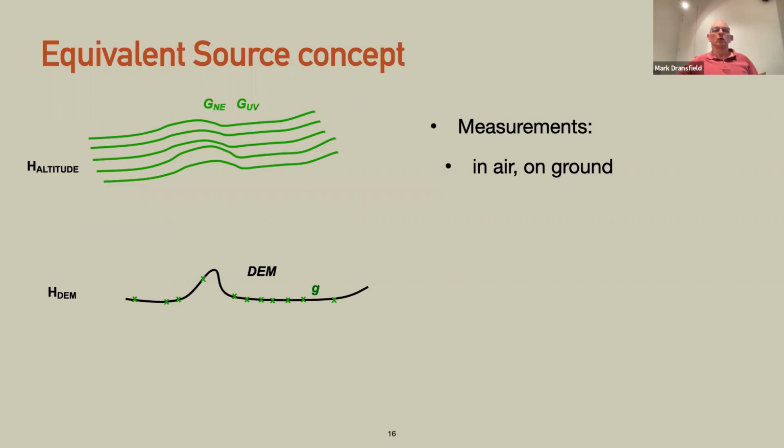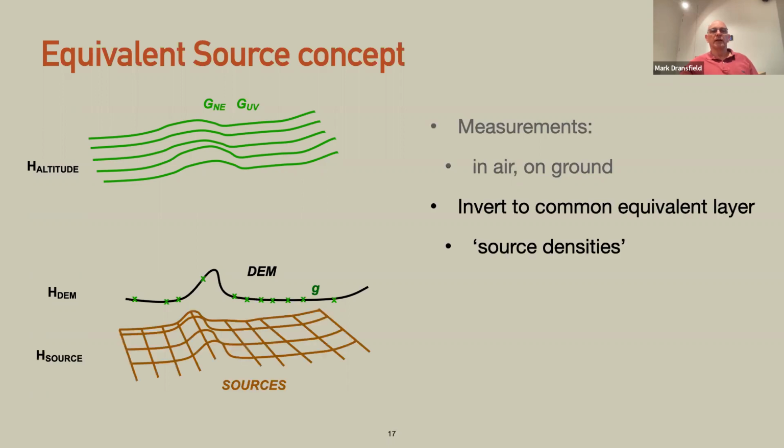Okay, so let's look at the equivalent source concept. We start off, we've got a set of measurements, airborne survey lines flying in the air. In this particular example, I've got GNE and GUV data from an airborne gravity gradiometer survey, but it could be gravimeter data from an airborne gravity survey just as easily. And we've got ground gravity stations sampled along the ground.